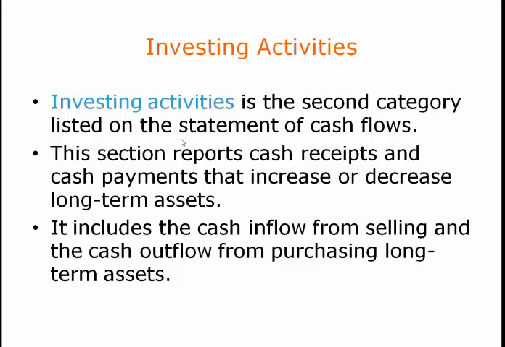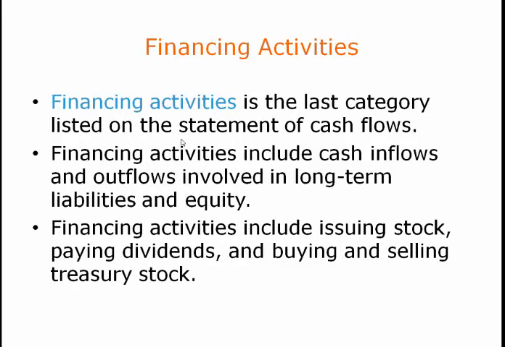Investing is the second one. We touched on this a little bit. And really what you're talking about here is long-term assets. Long-term assets like buildings or land or equipment. Those are the things that you're going to take a look at. And it looks at buying and selling of those long-term assets. So if you're looking at the balance sheet, on the asset side, the current assets are going to be in the operating activity section. The long-term assets are going to be in the investing activities section of the statement of cash flows.